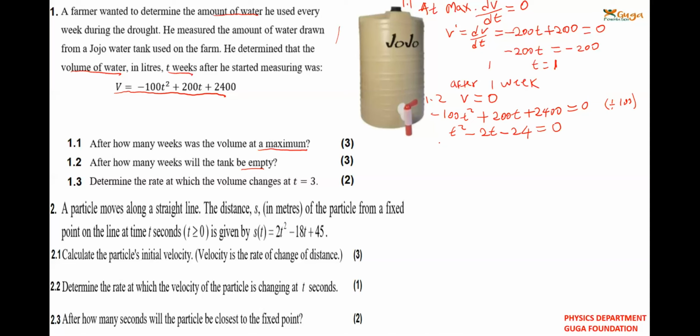Okay, so now you factorize. The factors of t squared, you've got t and t. Then the factors of 24, you've got 6 and 4. Here it will be minus, and then here it will be plus. Then your t is equals to 6, or your t is equals to negative 4. Okay, so now the tank will be empty after 6 weeks.